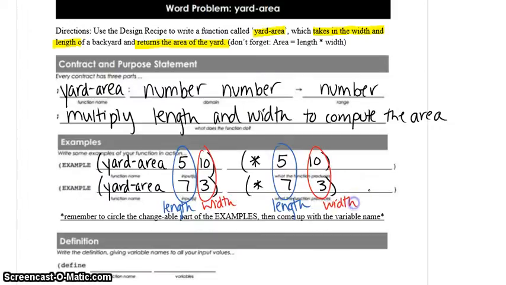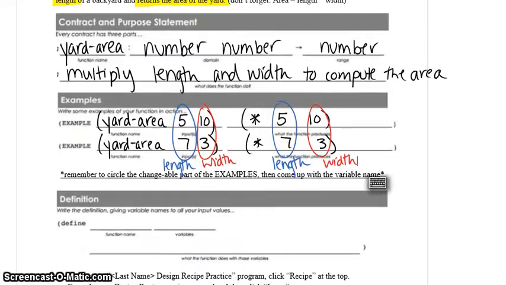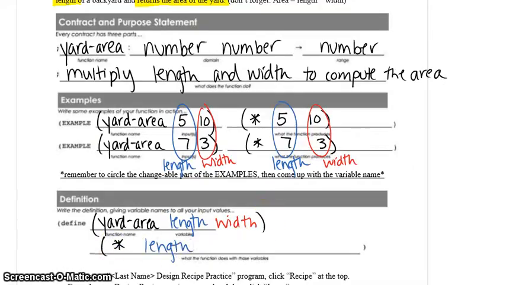for those. You could call them A and B. You could call them X and Y. You could call them just L and W, which would be a shorthand for length and width. But when I write down yard area, instead of writing down 2 specific numbers, I'm writing down length, width, and on the second line, what do I want the computer to do with those 2 numbers? I want it to multiply whatever the length is by whatever the width is.